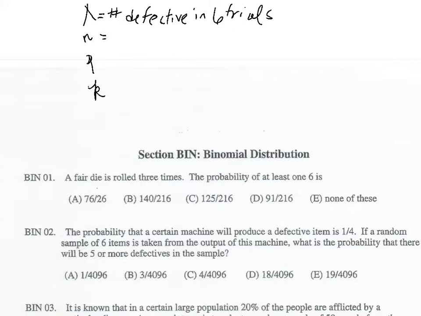So n is 6. X can be 0. Never forget the 0. 1, 2, 3, 4, 5, or 6. The chance, each time we look, the chance of a success is 1 in 4, 1/4. You can just make this 0.25.